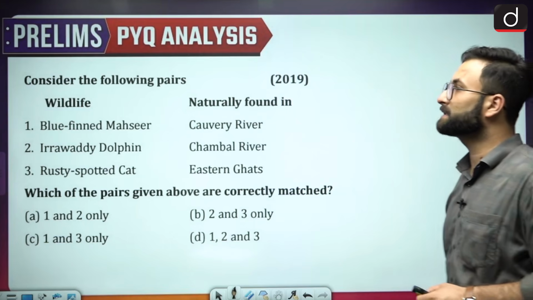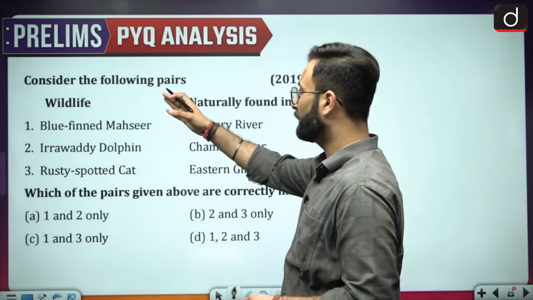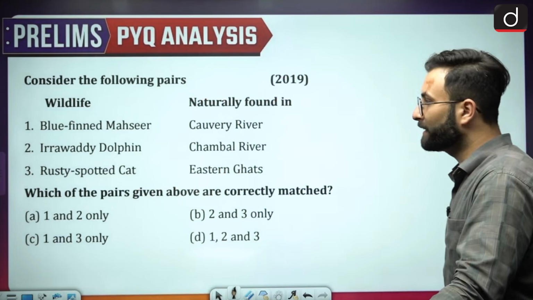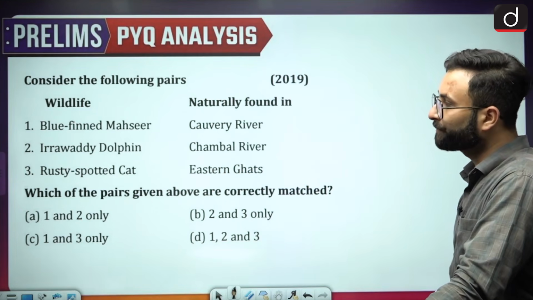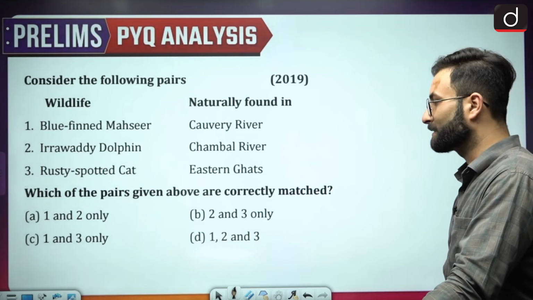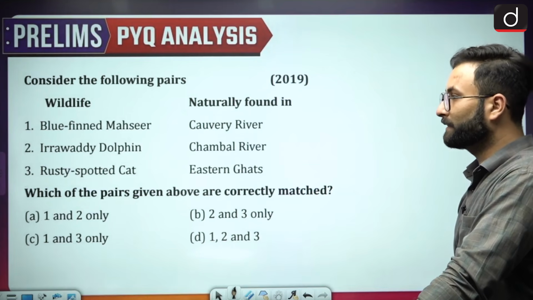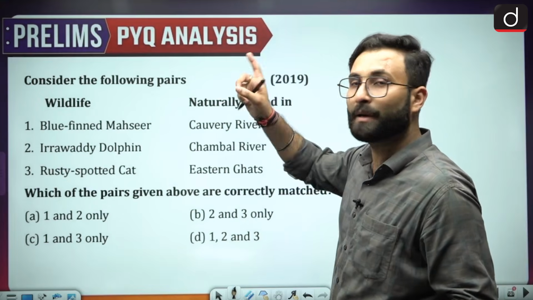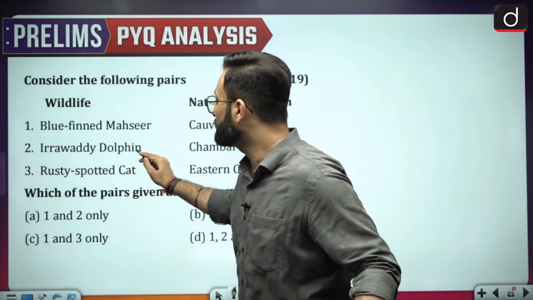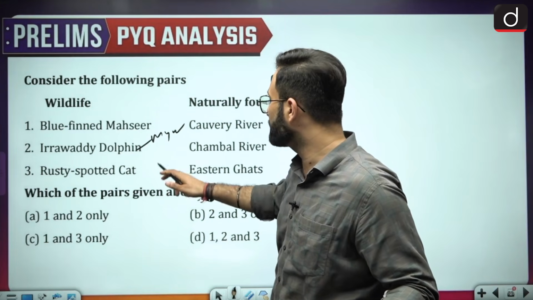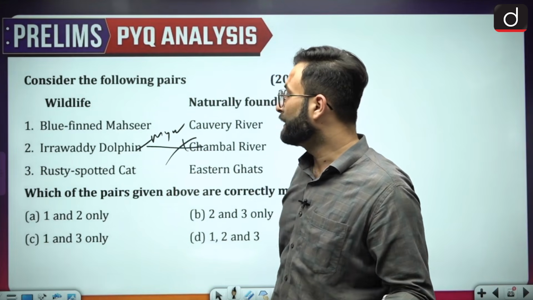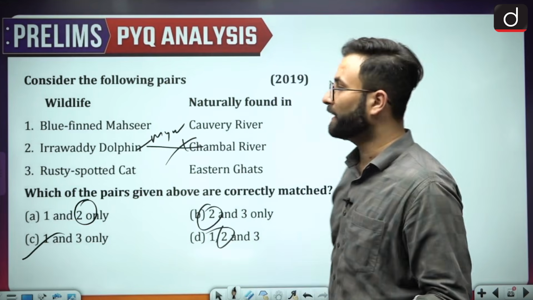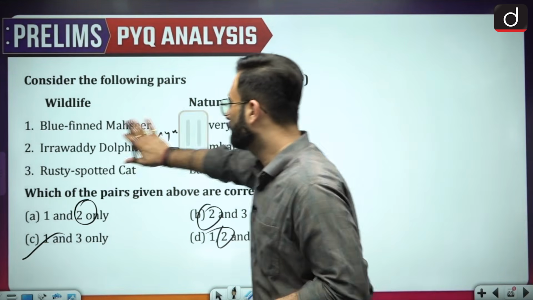Coming to the next one, consider the following pairs. Wildlife is given on one side, and the area where it is naturally found is given over here. Blue-finned mahseer, Kaveri region. Irrawaddy dolphins, Chambal. And the rusty spotted cat, Eastern Ghats. Now if you look at the second one, the Irrawaddy dolphins are from the areas of Myanmar. The Irrawaddy river is there in Myanmar. Considering that, we can say that statement 2 can be incorrect. So option C would be your right answer, 1 and 3. Okay, simple.